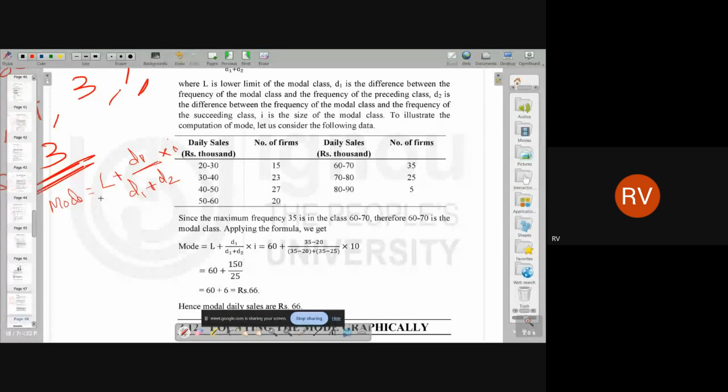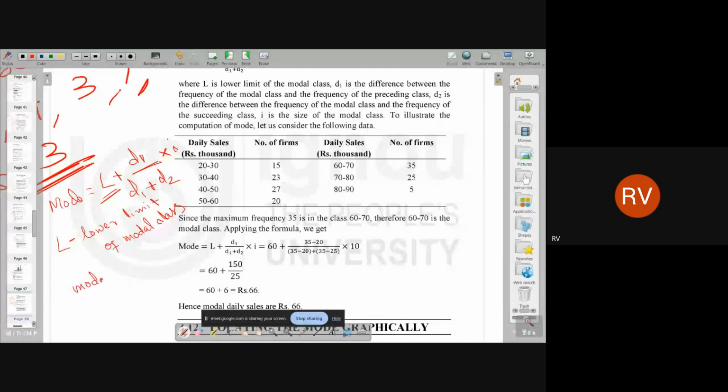L is the lower limit of the modal class. Lower limit of modal class. Modal class means modal class.